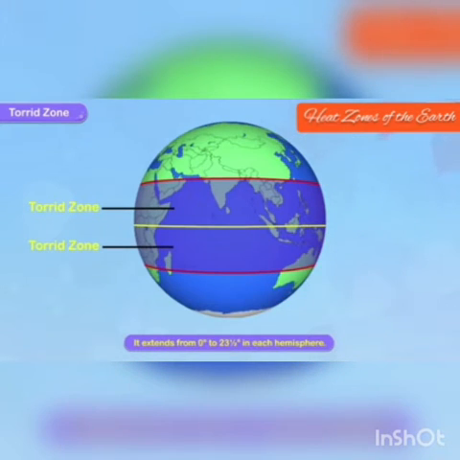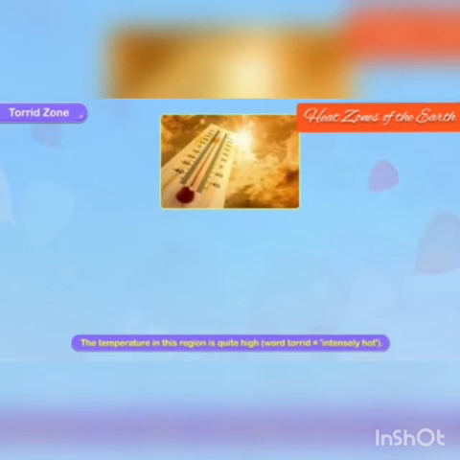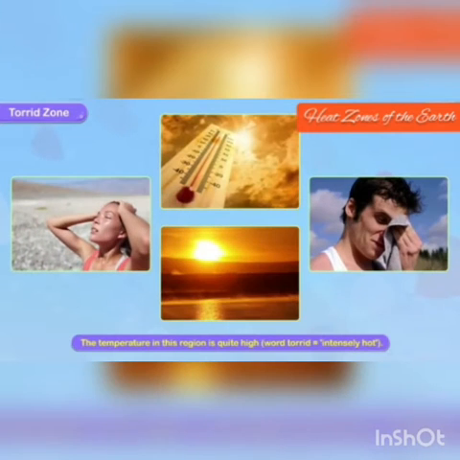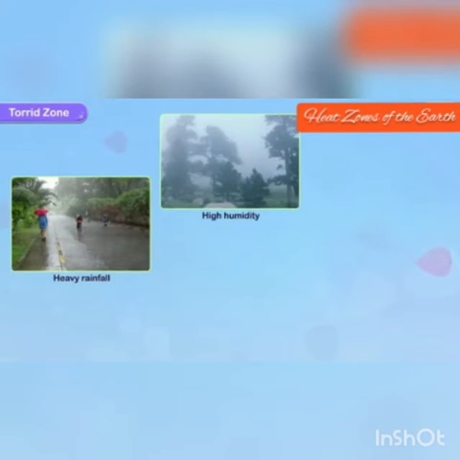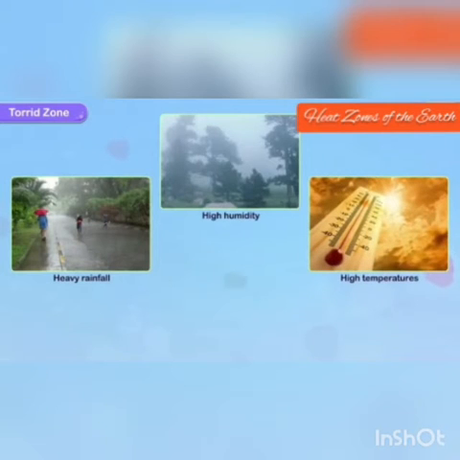The temperature in this region is quite high, and that is why it is known as Torrid Zone. The word torrid means intensely hot. So the region experiences heavy rainfall, high humidity, and even high temperature, characterizing equatorial type of climate.